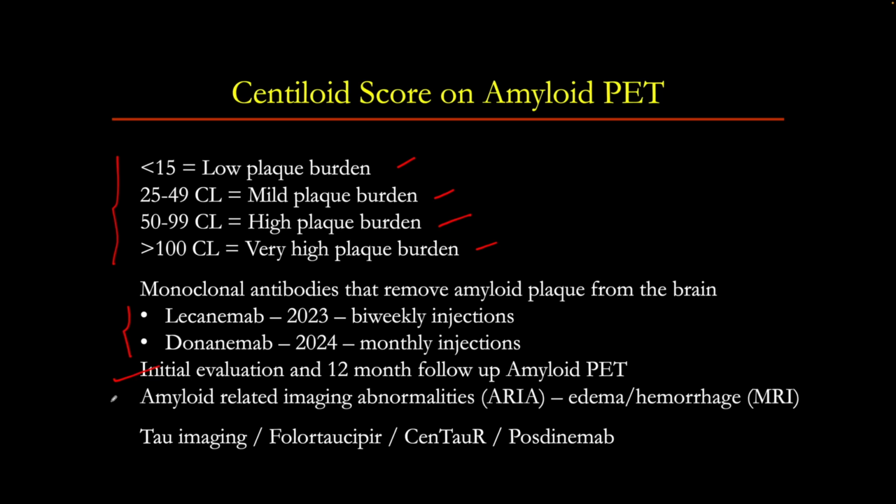Amyloid-related imaging abnormalities, also called ARIA, can be seen in these patients, which represent edema or hemorrhage. And for those, or to pick up those findings, we perform an MRI of the brain with and without contrast.